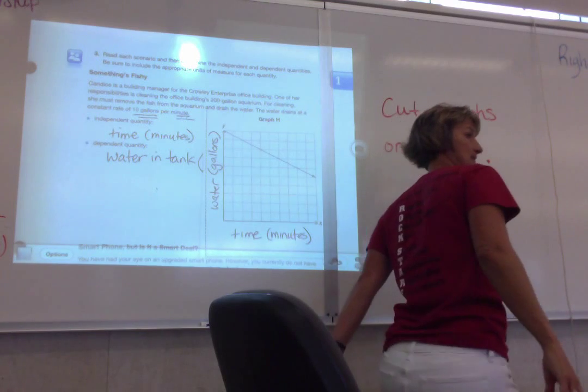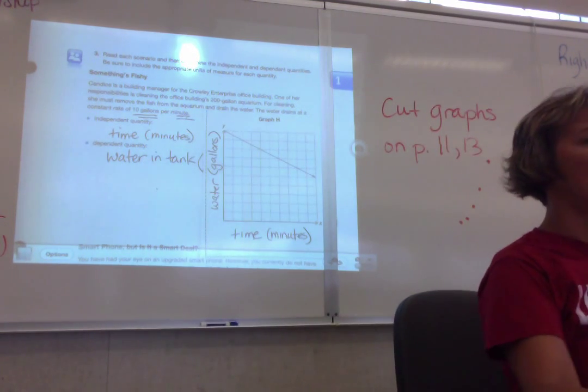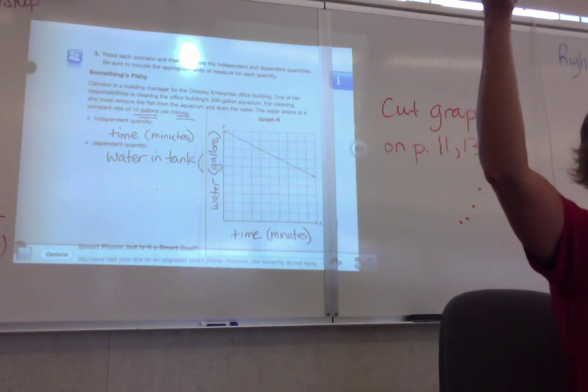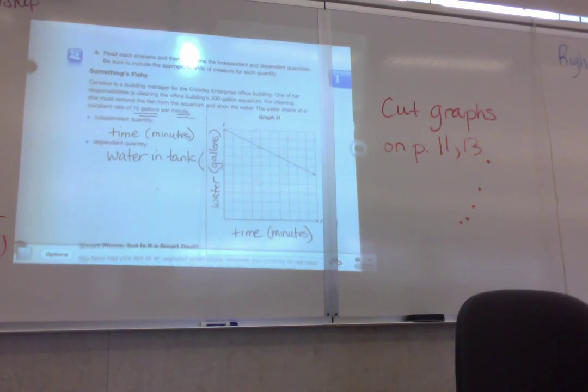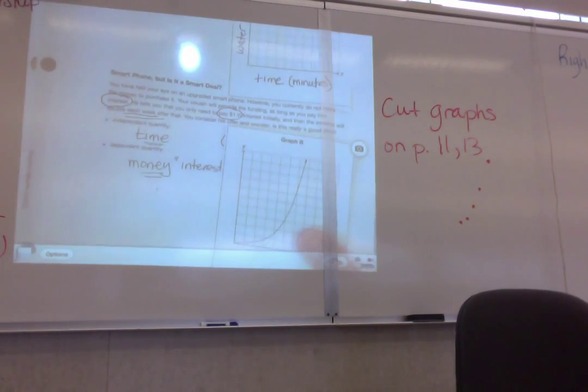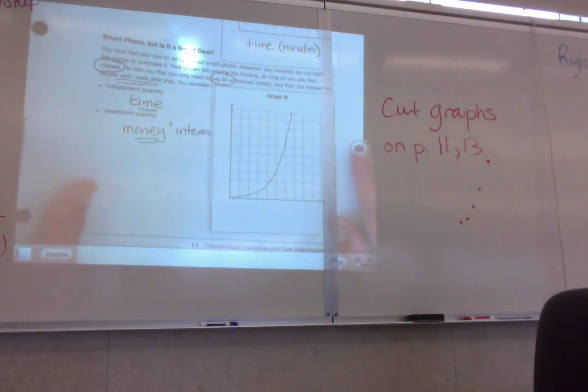It's going to start slow and go up quick. It's kind of opposite of cooling tea. Oh, people already found it. There we go. What graph do we have? B. Find your B, glue it down. Okay. Smartphone.